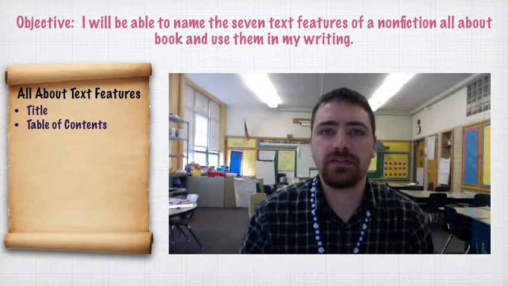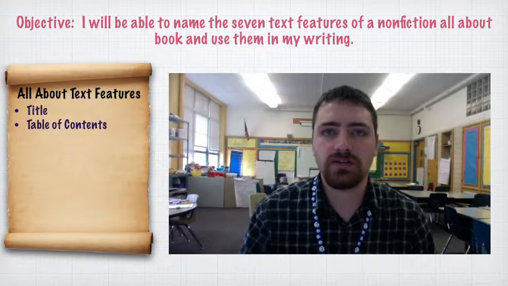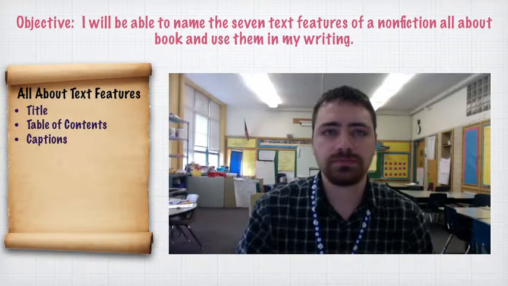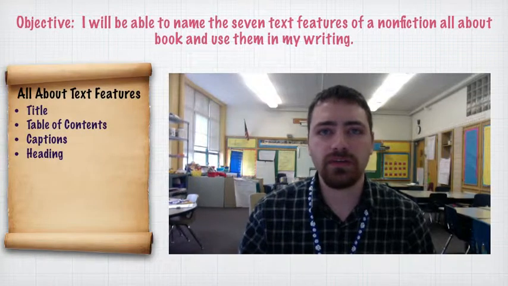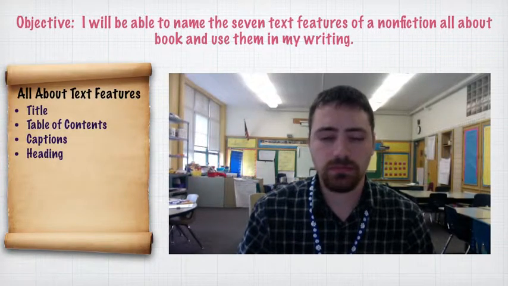Table of contents. You'll start your writing with a table of contents to let us know what's happening in the story and what page to find that on. Captions. All of your pictures should include a caption to tell you what's happening in the picture. Heading. At the top of each page, you can put another small title called a heading to let us know what that page is going to be about.